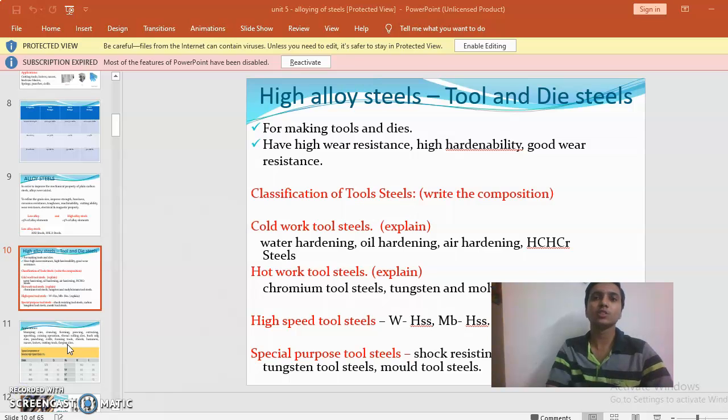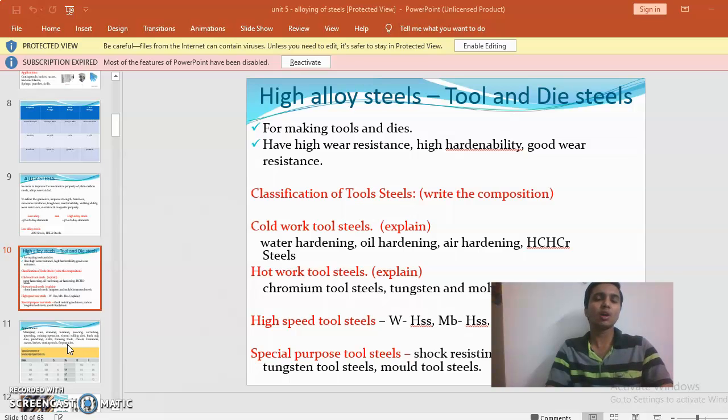Even high alloy steels include tool and die steels, for making tools and dies, which have high wear resistance and high hardenability. The classifications of tool steels are cold work tool steels, water hardening, oil hardening, air hardening, high carbon high chromium steels, hot work tool steels, chromium tool steels, and tungsten and molybdenum tool steels. These are all steels which come under high alloy steels.